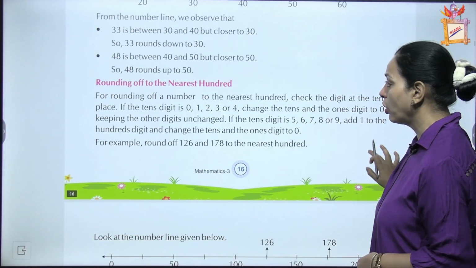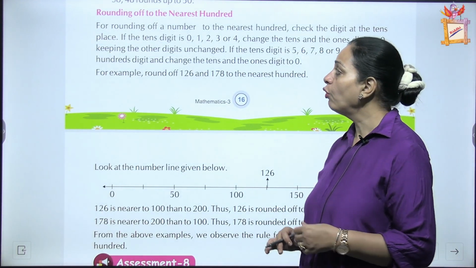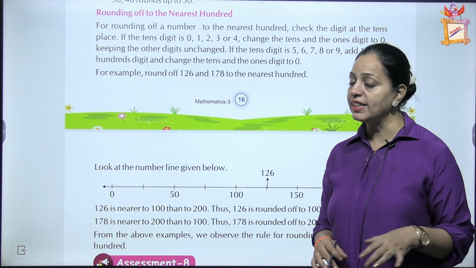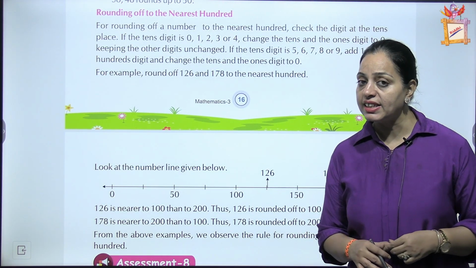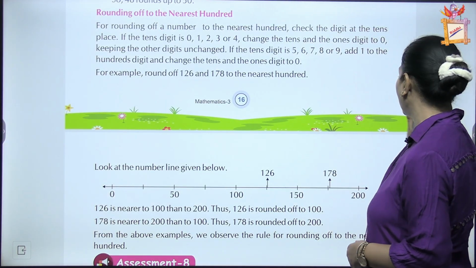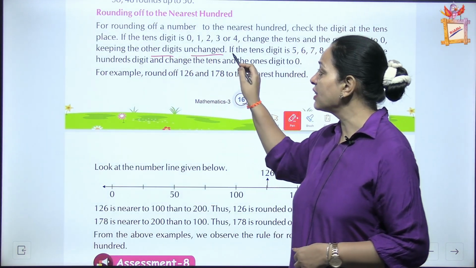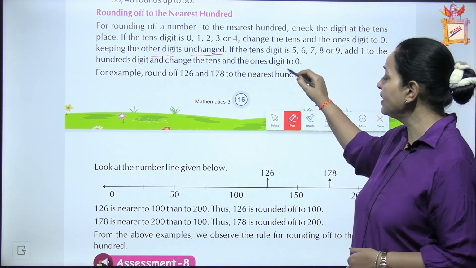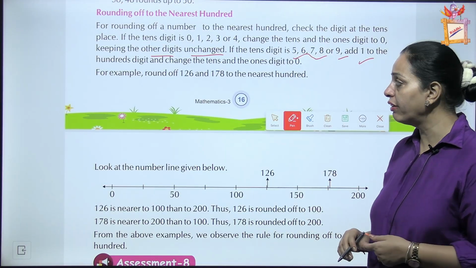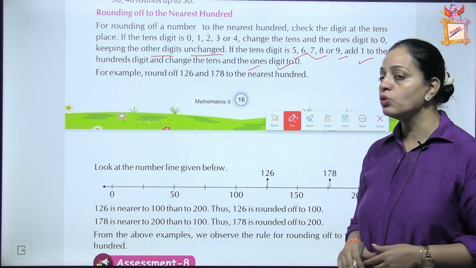The next we are talking about rounding off to the nearest 100. For rounding off a number to the nearest 100, check the digit at the tens place. If the tens digit is 0, 1, 2, 3 or 4, change the tens and the ones digit to 0 and keep the other digits unchanged. And if the tens digit is 5, 6, 7, 8 or 9, add 1 to the hundreds digit and change the tens and ones digit to 0.